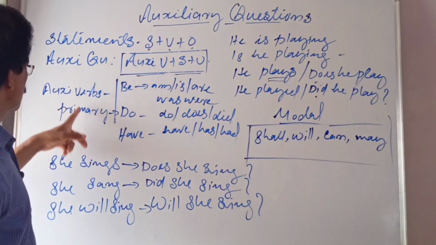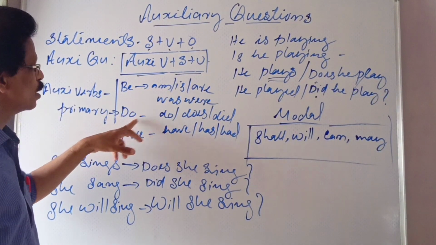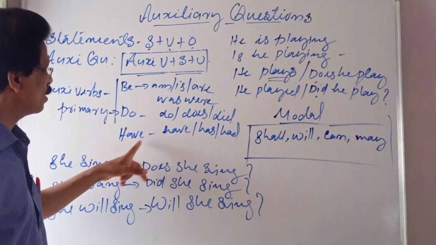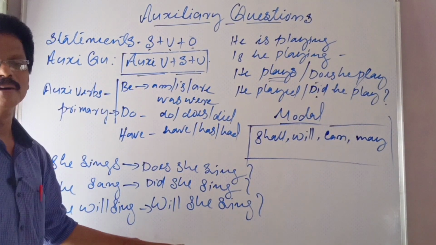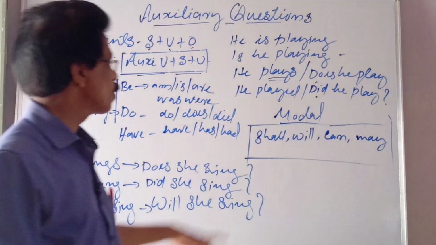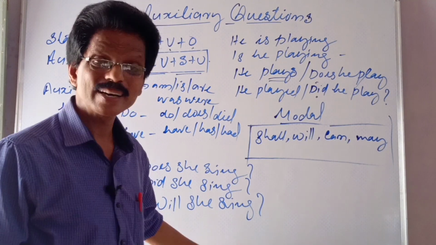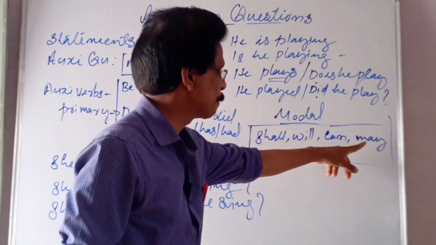See, primary auxiliaries are be, am, is, are, was, were, do, does, did, have, has, had. This is the structure of an auxiliary question. So, when we come to modal auxiliaries, many are there. The most important are shall, will, can, may.